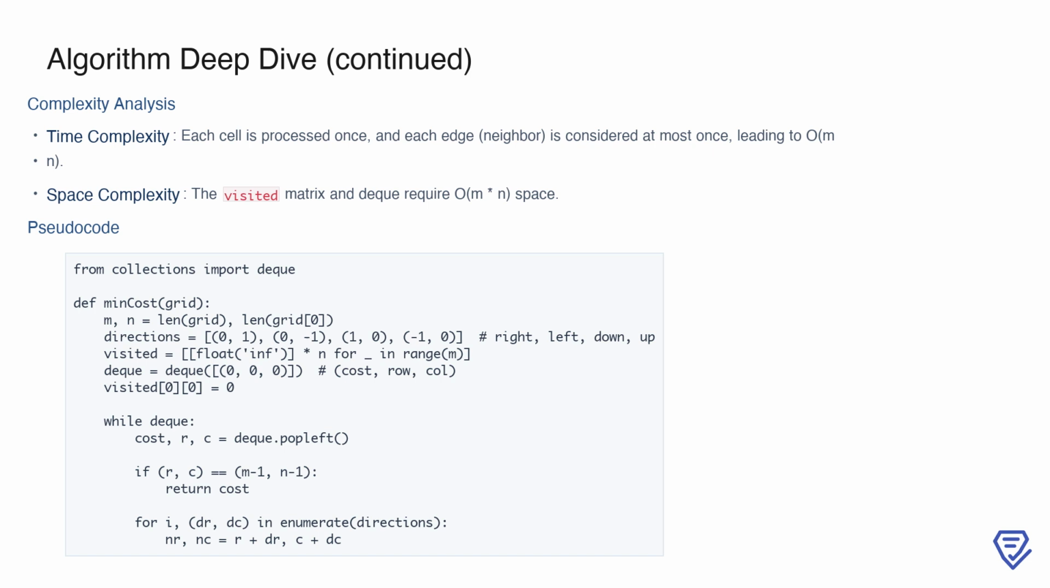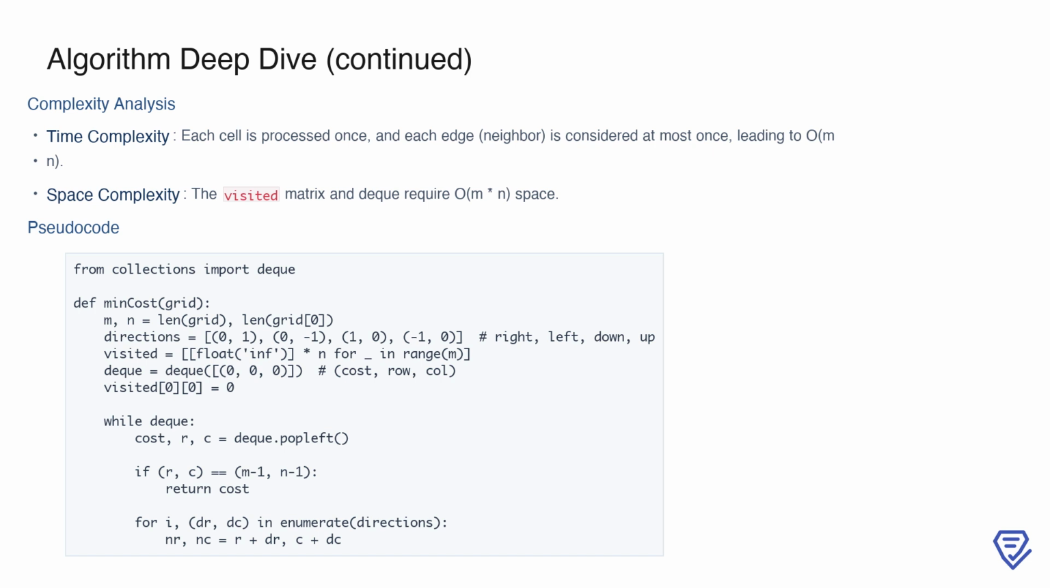Now let's analyze the computational complexity of this algorithm. In terms of time complexity, we process each cell in the grid exactly once, and for each cell, we evaluate all of its neighbors. This results in a time complexity of O(m*n), where m and n are the dimensions of the grid. For space complexity, we use the visited matrix and the deque to store intermediate data during the BFS traversal. Both of these data structures require O(m*n) space, as they scale with the size of the grid.